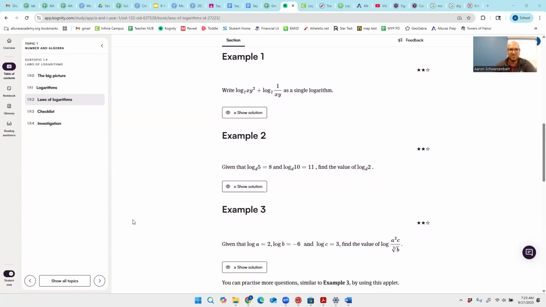So let's use them. Write this as a single logarithm, which will then require us to simplify it. So I have an addition, so that means multiplication. This is over 1. I can cross reduce. My x's go away, one of my y's goes away. And my final answer becomes log 7 of y.